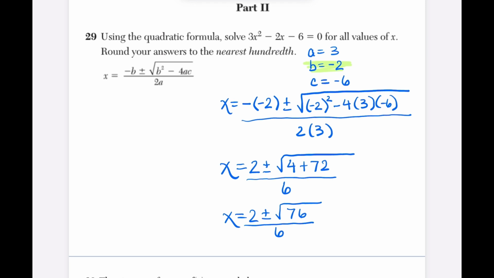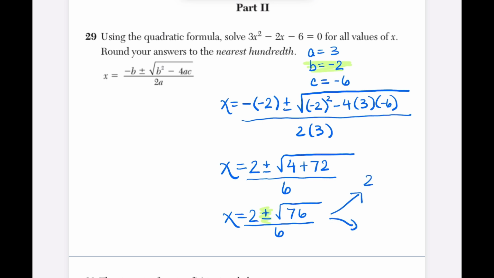So once I get to this point, I could simplify this radical further, but I see that the problem asked me to round to the nearest hundredth, so they want my answer as a decimal anyway. So at this point, I might as well go ahead and throw this into my calculator and find out what the decimals are. So now, remember that this plus or minus symbol over here in the middle means that this is the part where I split my solutions up into their two possibilities.